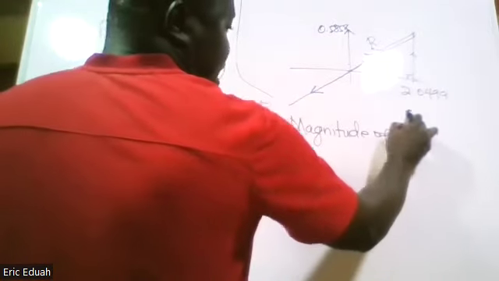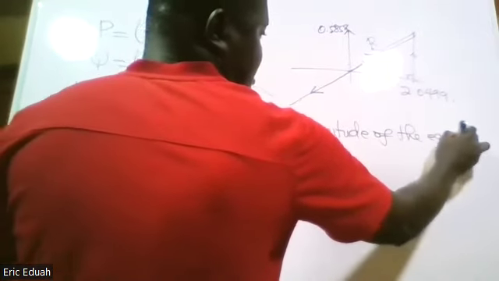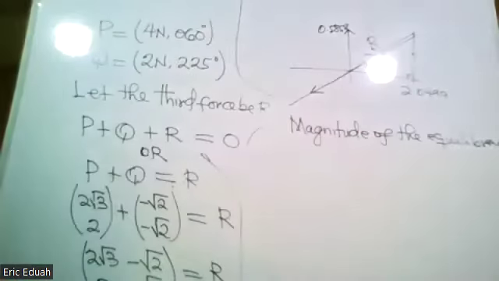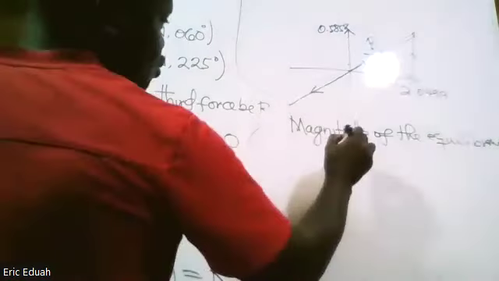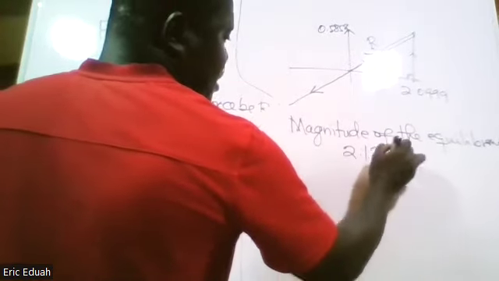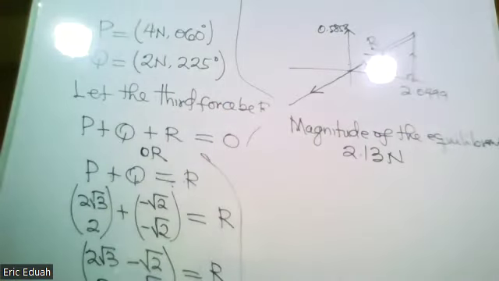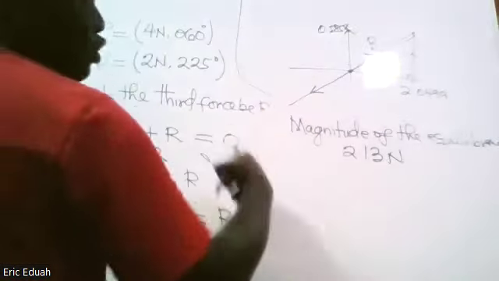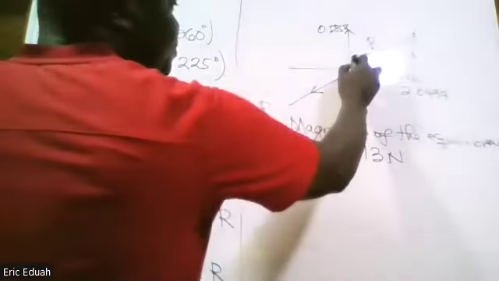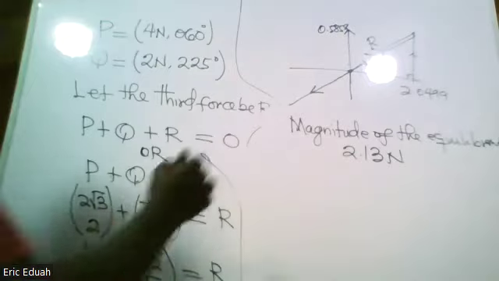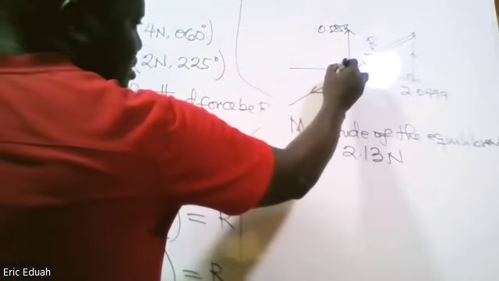Now, the magnitude of the equilibrant must be the same as we had, 2.13 Newton. The magnitude is 2.13 Newton. But the direction of the equilibrant, which will keep this in equilibrium, must be opposite. How do we determine that? You see, we found this angle to be 16. By the vertically opposite angle rule, this is also 16.